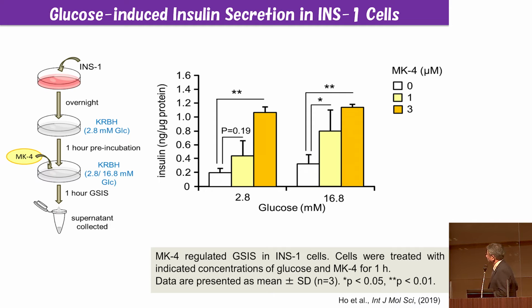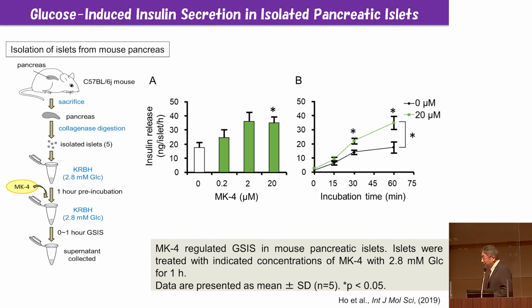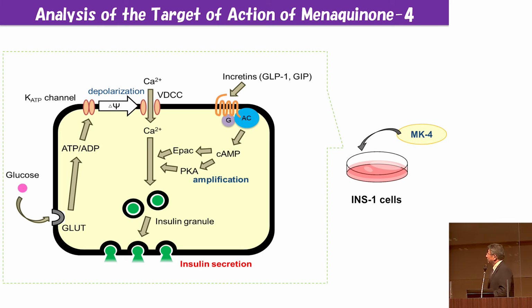On the other hand, instead of the INS1 cells, we isolated islets of Langerhans from mice pancreas and measured secreted insulin by glucose. In this study, we also observed that menaquinone-4 can increase insulin secretion in a dose-dependent manner.